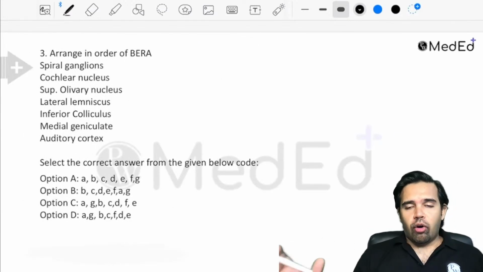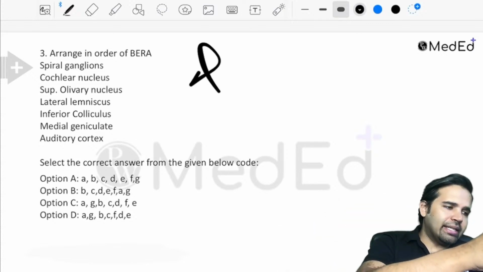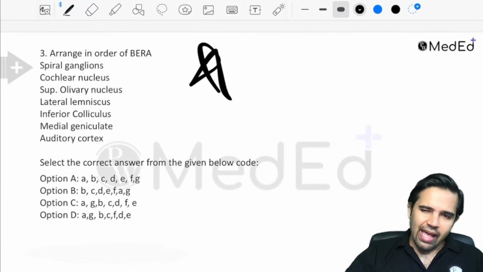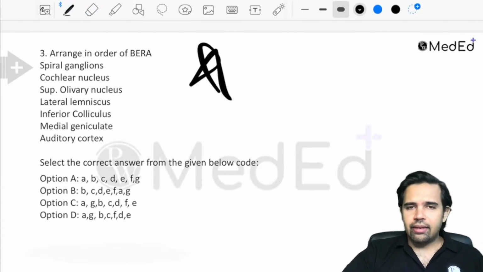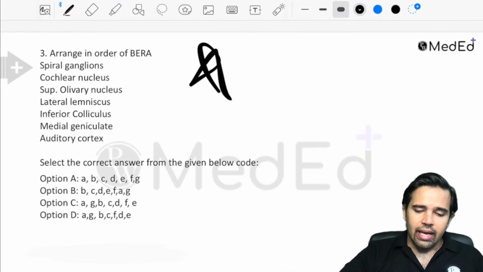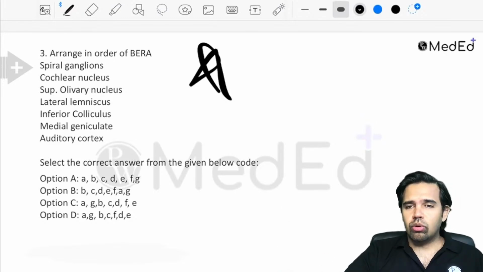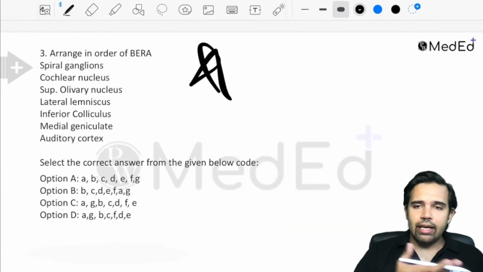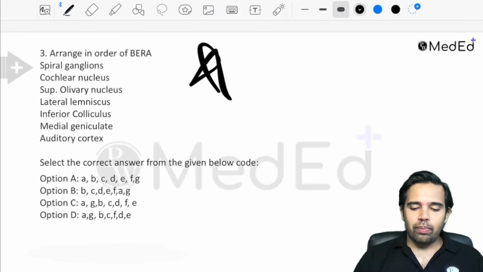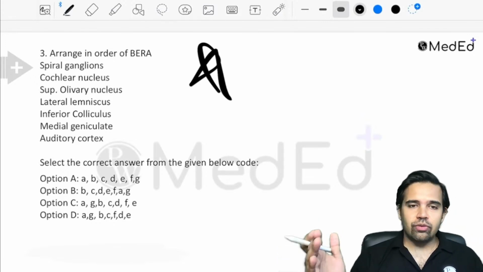Now arrange the order of BERA. Now this is one question, guys. At least in INICET or NEET PG or FMG, anything you take, this question of the pathway of the auditory nerve is always asked. Examiners think that if they put this in, it is confusing, because you can't make head or tail of these names, what the meanings of these are. So people are bound to get confused, and that's why this is asked a lot.